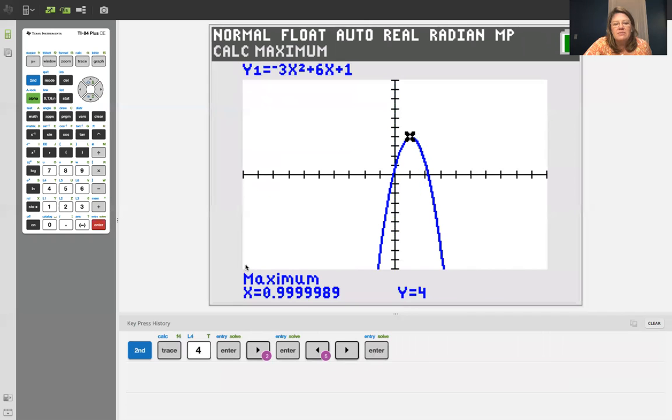And sure enough, it gives me a maximum at x equals 1, and y equals 4. So the maximum value happens at 4. The maximum value of the function is 4, but that's not what the question was. The question for this problem was, what is the range? Range is my output. So since it's a maximum, range has to be y less than or equal to 4.